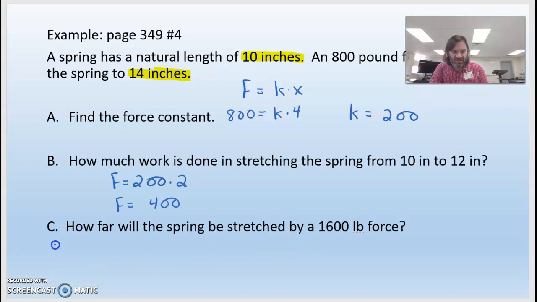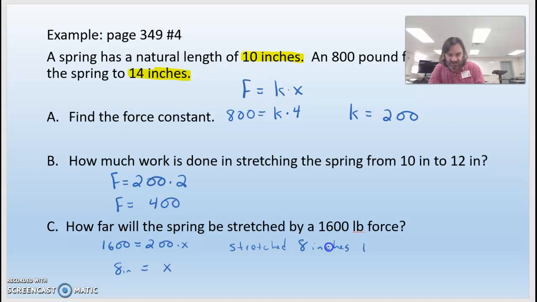Okay, and then it says how far will the spring be stretched by a 1,600 pound force? Well, we're going to set that up again. So we've got our force, which is 1,600 pounds, equals our constant 200 times x, and if we divide that out, x would be 8 inches. So it's stretched 8 inches. And just to make sure it doesn't get confusing, we could say to a length of 18 inches.